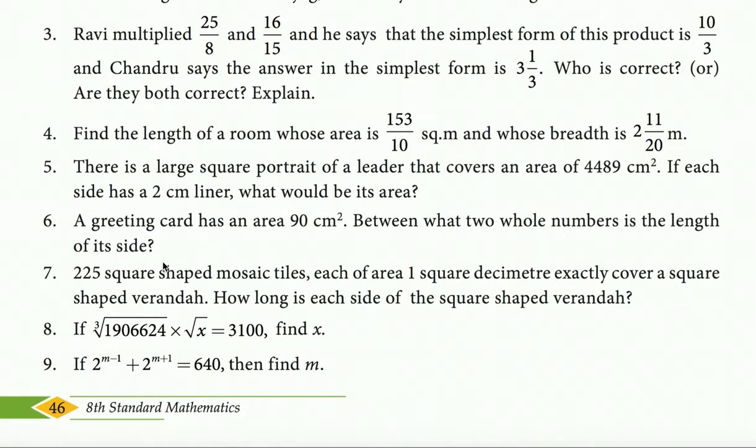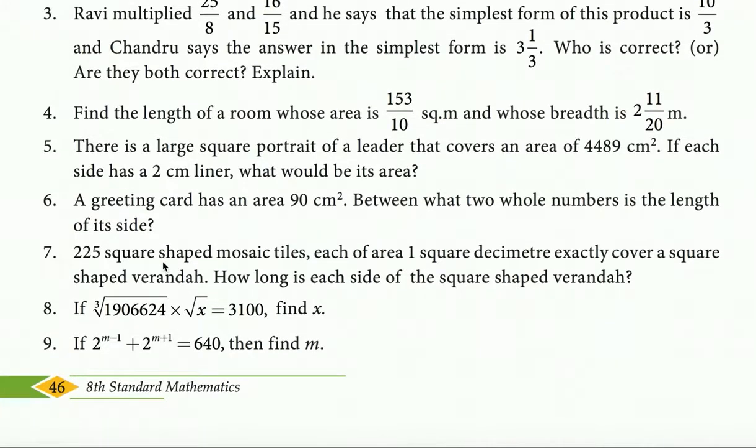There is a large square portrait of a ladder that covers an area of this. If each side has a 2 cm liner, what would be its area? First find the square root of 4489, okay, and then add 2 centimeter to the side and then square it, you will get the area.